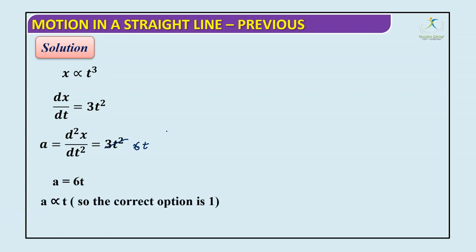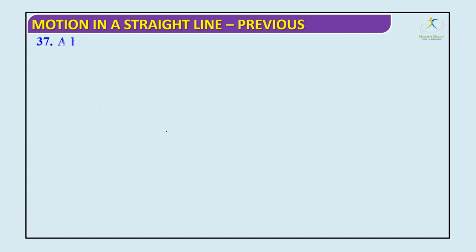This will become 6t. Yes. And we know that a is directly proportional to t from here. So the curve will be a straight line. Hence the correct option for this question is the first.